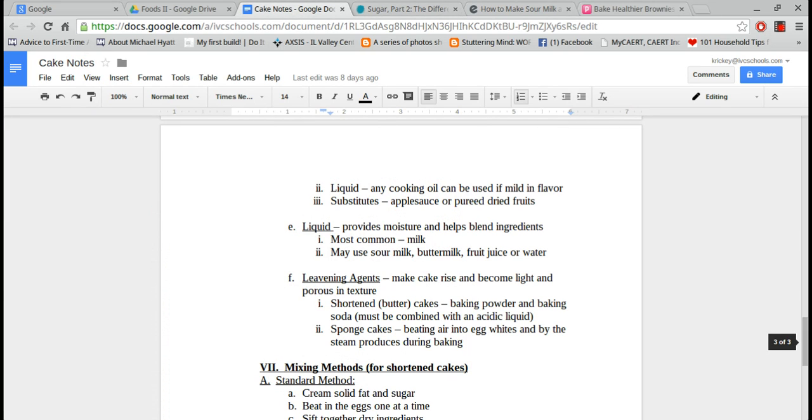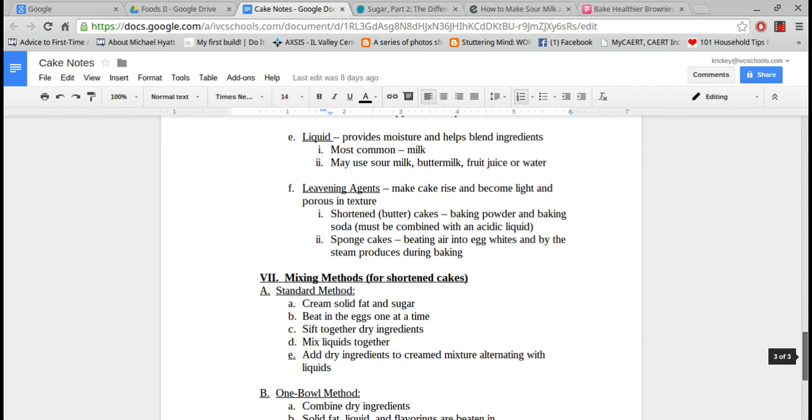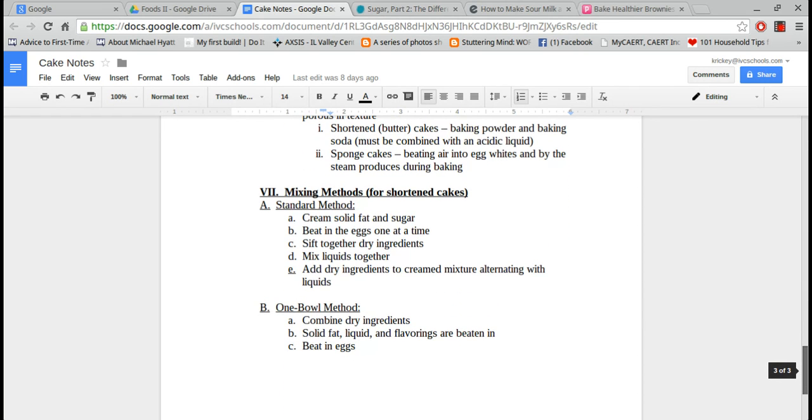Okay, leavening agents are what makes cake rise and become light and porous. Typically, butter or shortened cakes use chemical leaveners like baking powder or baking soda. Remember, I told you baking powder has what it already needs to activate, and baking soda needs something in the recipe, an acidic liquid or product, that will make it activate. Sponge cakes, we see that you use the air and steam leaveners. I went all through that process. If you want to scroll back and listen to that again in the last video.